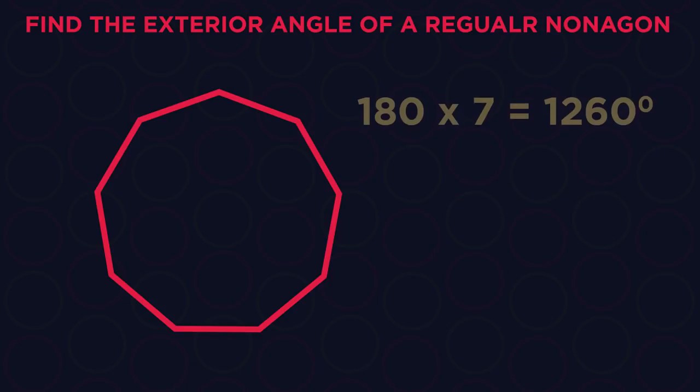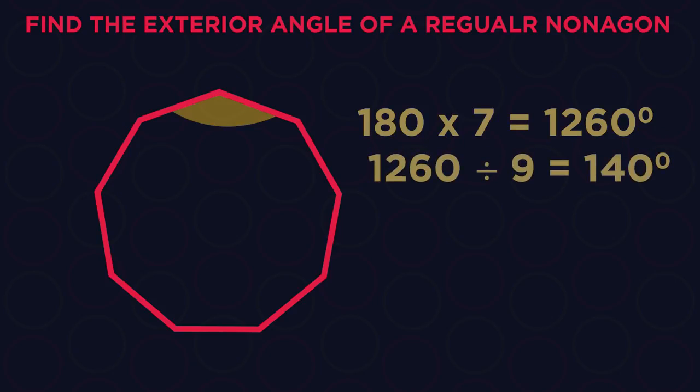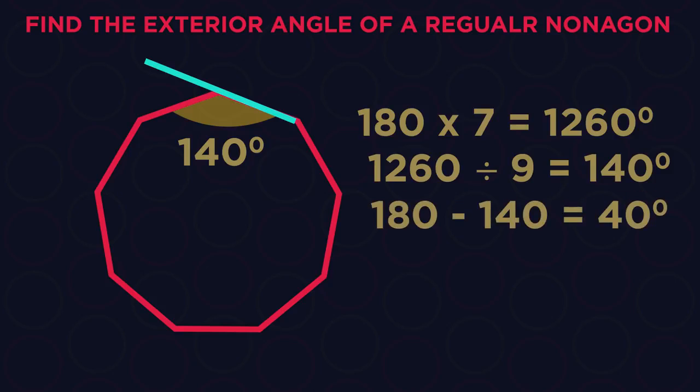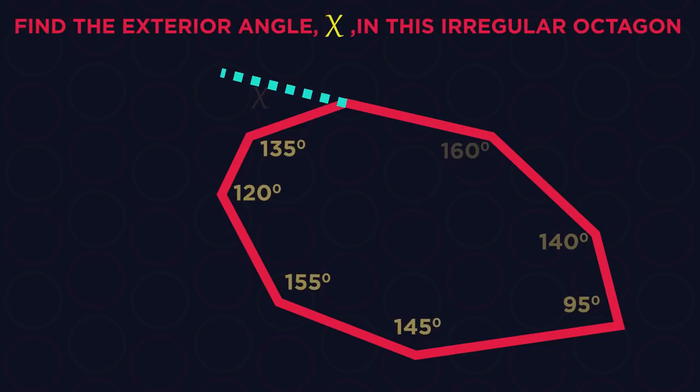Start by finding the sum of interior angles. 9 sides means 7 triangles, so 7 times 180 means there are 1260 degrees in a nonagon. So one interior angle is 1260 divided by 9 sides, which is 140 degrees. 180 take away 140 gives us the exterior angle of 40 degrees. Simple! Here's one for you to do.